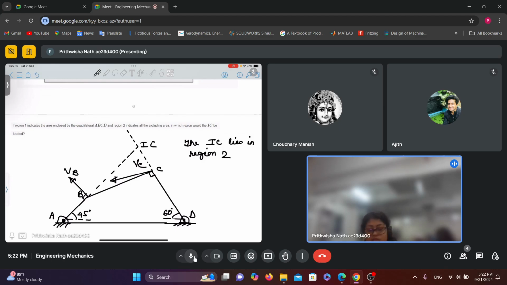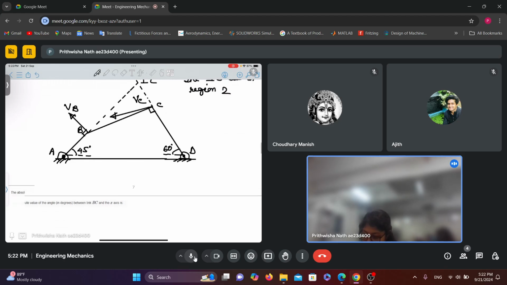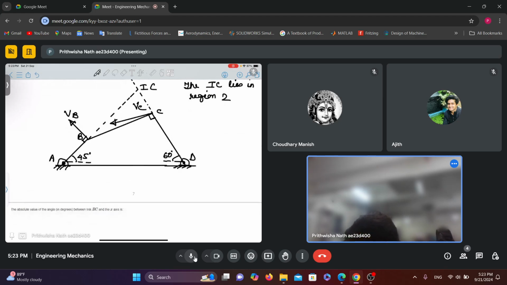Okay. So moving on to the next part of the problem: the absolute value of the angle in degrees between the link BC and the x-axis. You just need to use the geometry to solve this question. Just try solving this. Basically, you need to find this angle. Let this be beta. So just try finding out this angle.